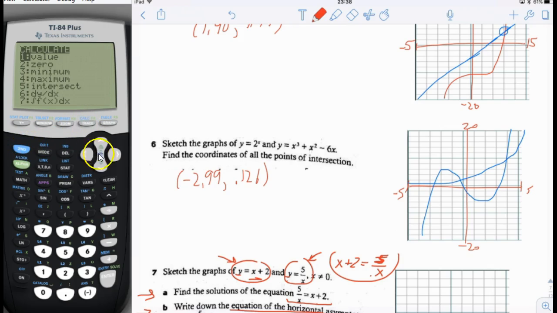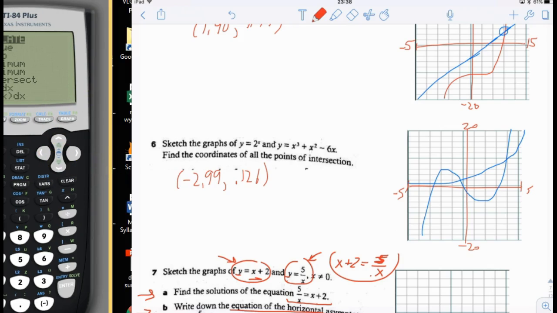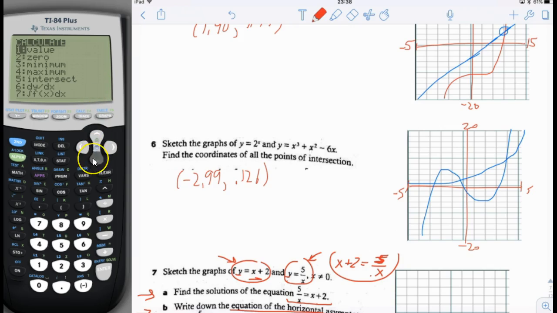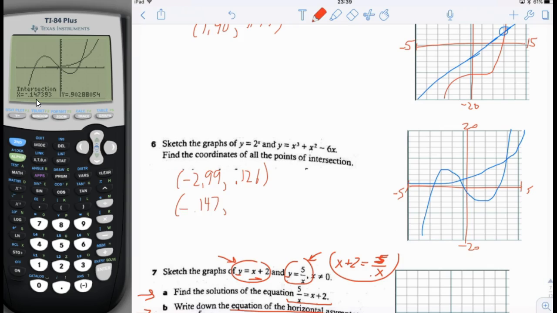Let's do this again. This time we're going to go to the middle one. First curve, yes. Second curve, yes. Guess. And now we're going to go to the middle one. Enter. And it says the intersection is negative 0.147, 0.903.